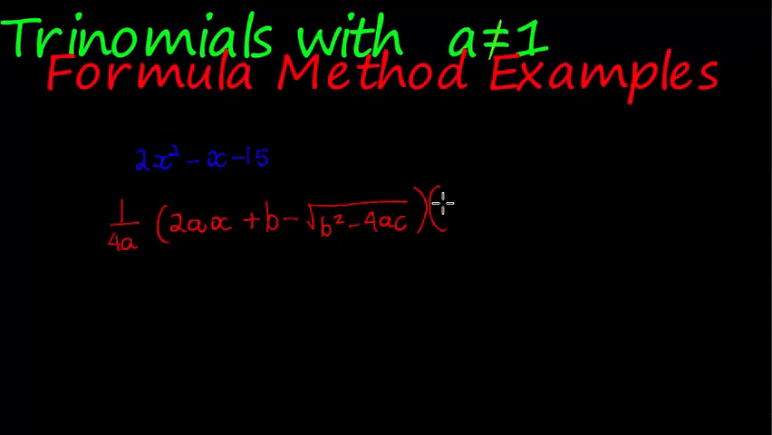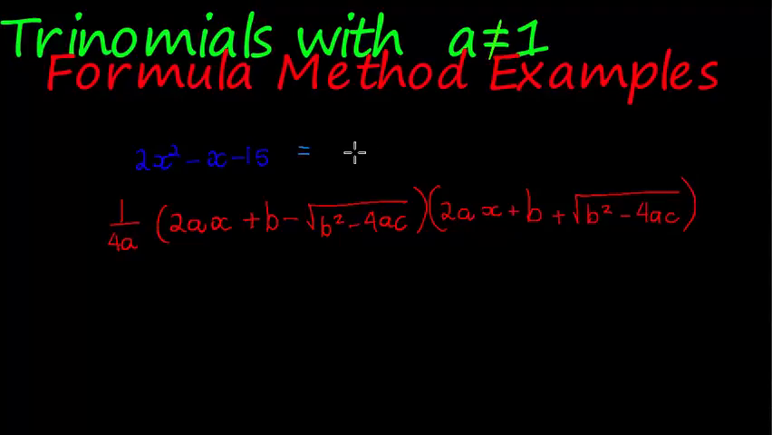And this one is 2ax plus b, and this one is plus the square root of b squared minus 4ac. There we go. And so what I'm going to do now is just use that to factorize this expression.